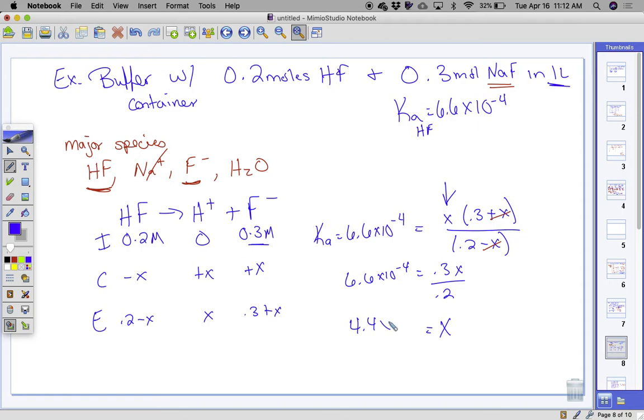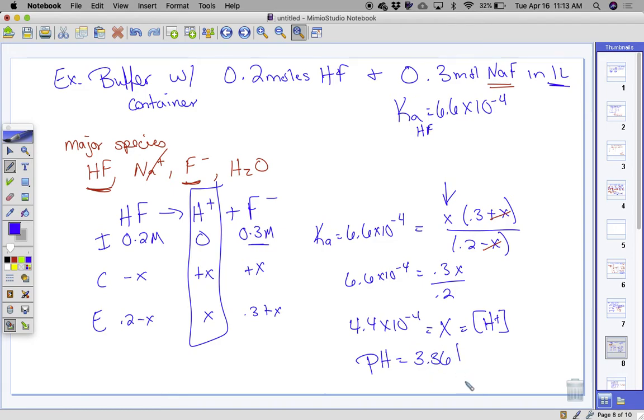4.4 times 10 to the negative 4. All right, so x is the H plus. Negative log of that gives us a pH of 3.36. Is that what it is? I'm asking, I don't know. Okay. So 3.36, really it's nothing more than a common ion problem. You had a common ion in solution as this started to dissociate.